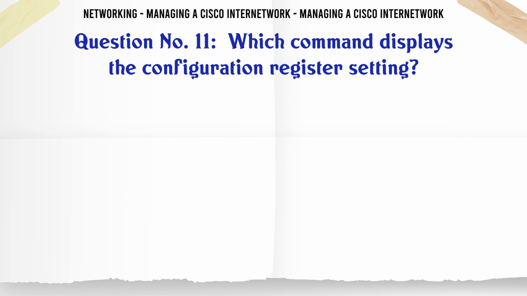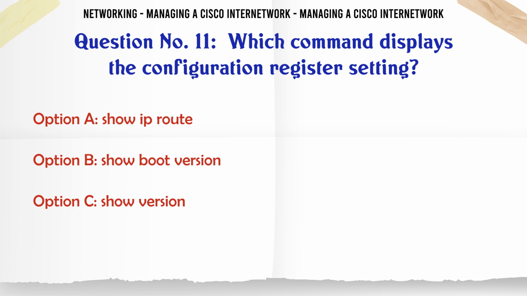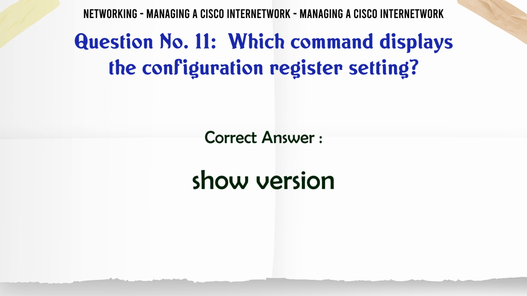Which command displays the configuration register setting? A. Show IP route. B. Show boot version. C. Show version. D. Show flash. The correct answer is show version.